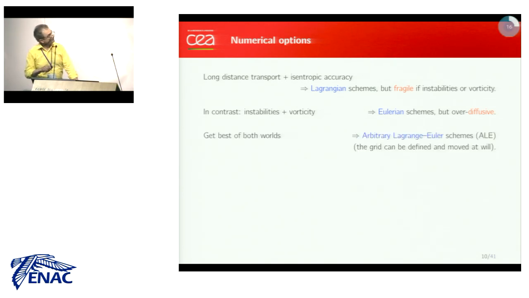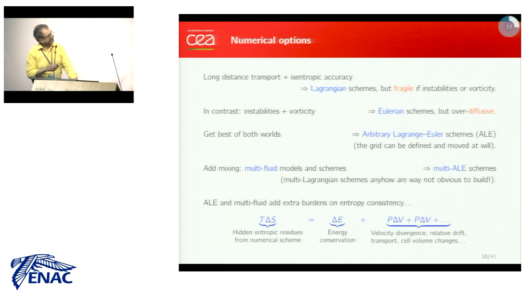So we can get the best of both worlds by using arbitrary Lagrange-Euler schemes where we have a sort of motion of the grid that captures part of the Lagrangian evolution, but not fully. So we add mixing. We are going to use multi-fluid models. So this gets a multi-ALE scheme.